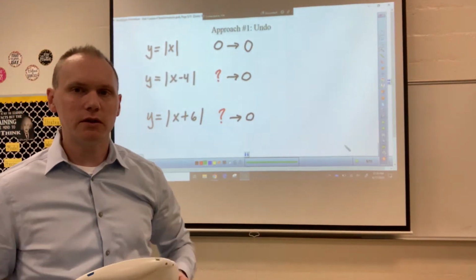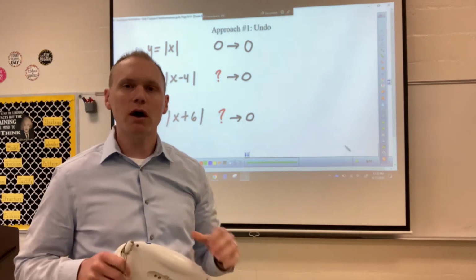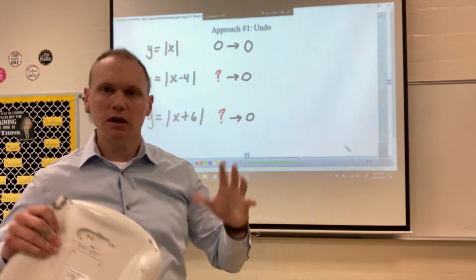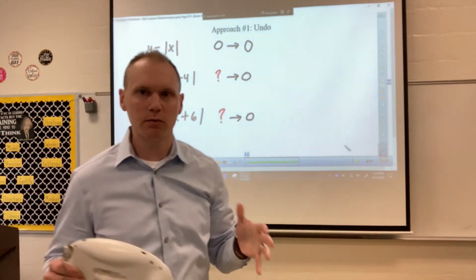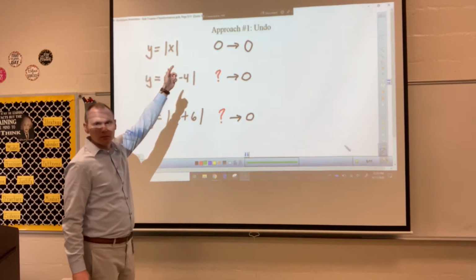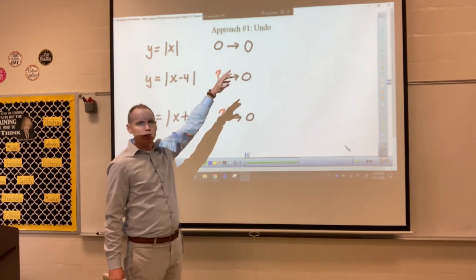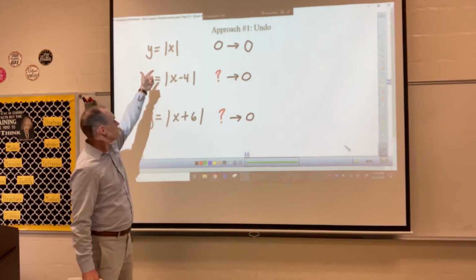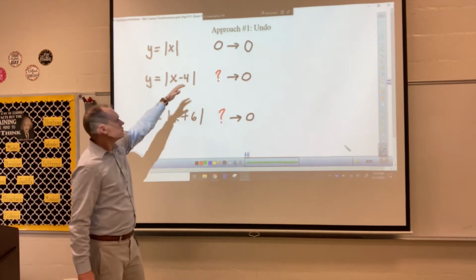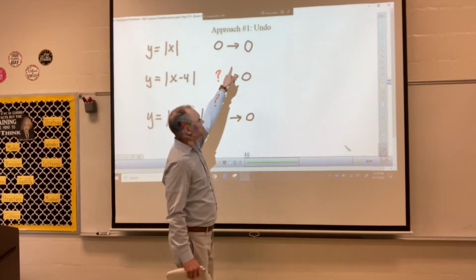One of them is what I call the undo method. You want to undo what's been done in the parentheses. In this case, we can think of absolute value as being a parentheses. So absolute value of x, with that most basic form, let's think about substituting 0 into that. If we put 0 into that, absolute value of 0 is still 0. So 0 produces 0.